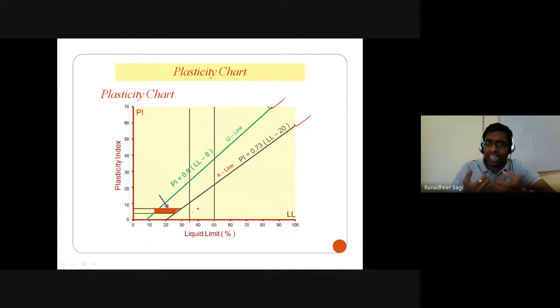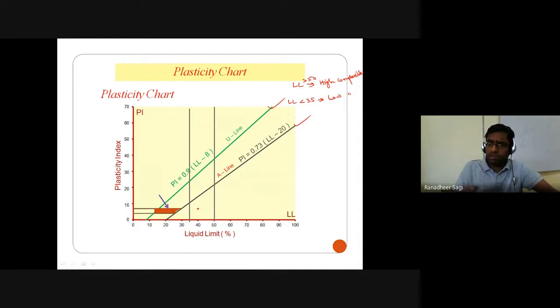And from this plasticity chart, further, according to the Indian Standard soil classification system, if the liquid limit value of that soil is greater than 50, I repeat, greater than 50, then that particular soil is what we call highly compressible. In case the liquid limit value is less than 35, we call that soil low compressible.